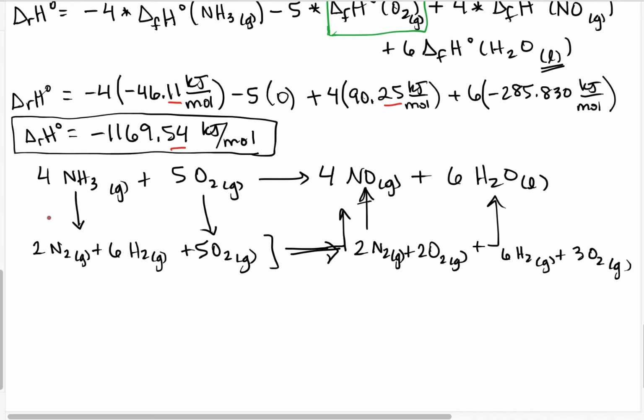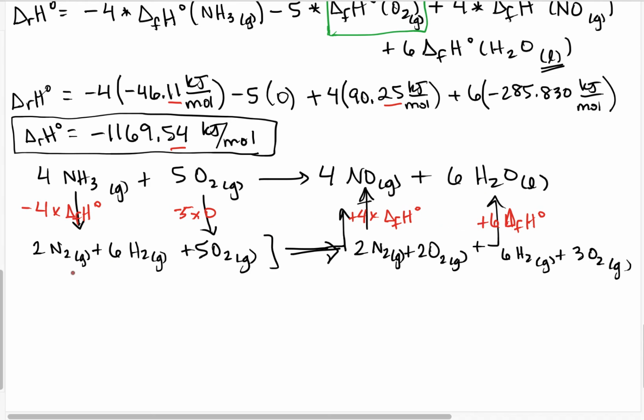So this is minus 4 times the formation enthalpy for the ammonia. This has no change, so that's minus 5 times 0 because there's no change. This is plus 4 times the formation enthalpy for the nitric oxide, and this is plus 6 times the formation enthalpy for the water.